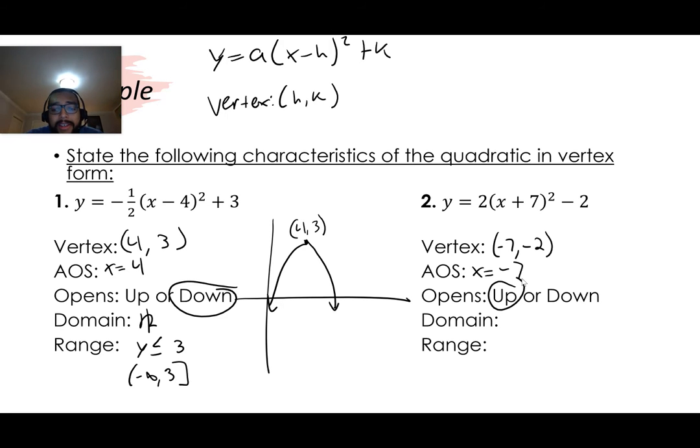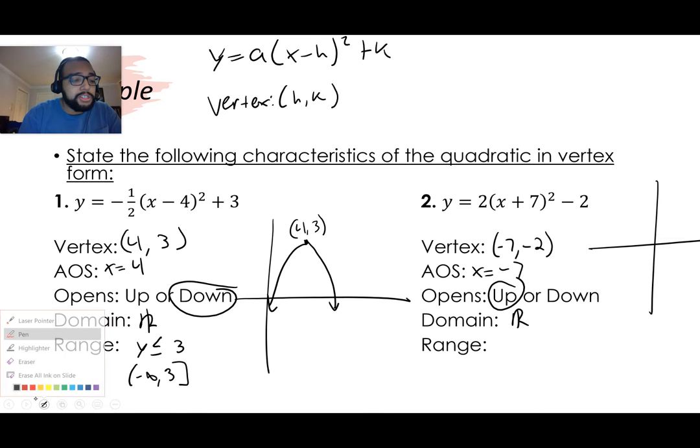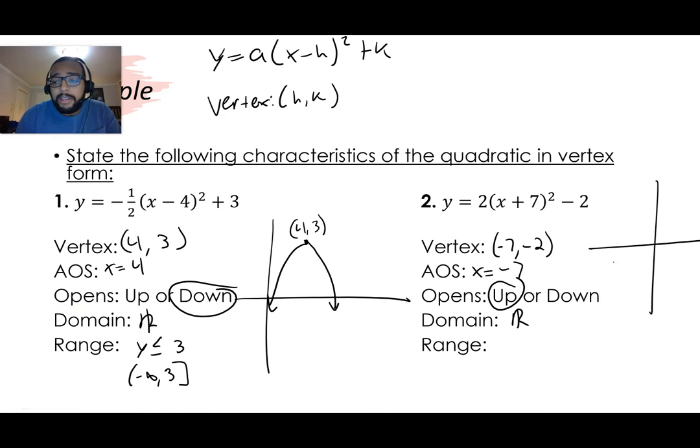Again, quadratic, not in a real world situation. Therefore, domain is always all real numbers. We did a little fancy R there. And our range, I always recommend drawing out a little parabola just so you can get it in your head how it looks. It's going to look something like this. Is it perfect? Not really, but I get a good picture. So my vertex here is -7, -2.